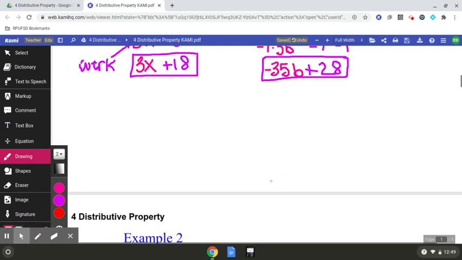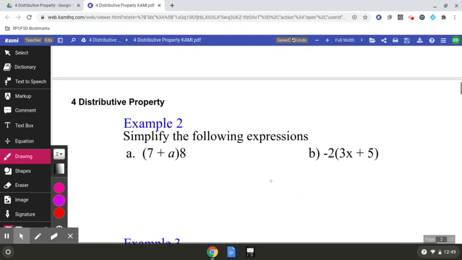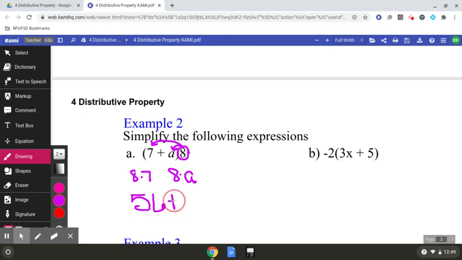Okay, so let's try this again. Here's two more just like that. So the example 2, you would take 8 now, even though it's on the end, and you're going to distribute it into the parenthesis to both terms. So you're doing 8 times 7, and then you're going to do 8 times A. 8 times 7 would be 56, plus a positive 8A. And then that's your answer.